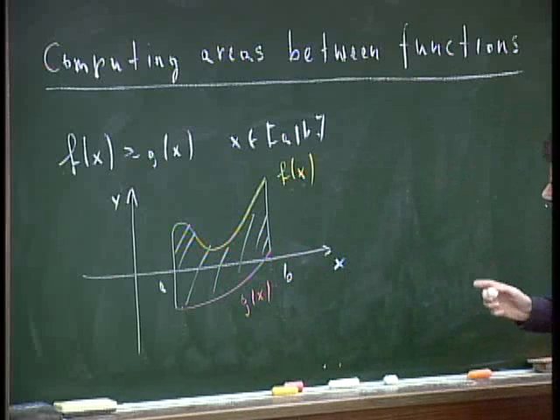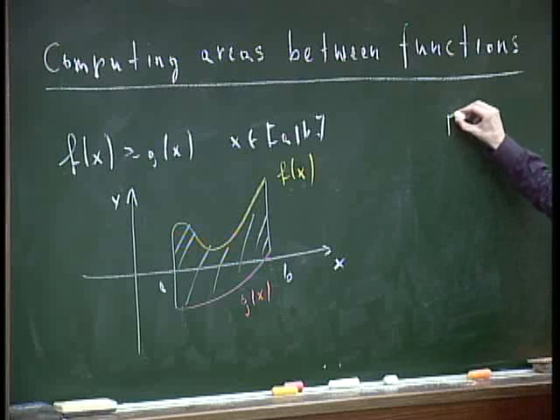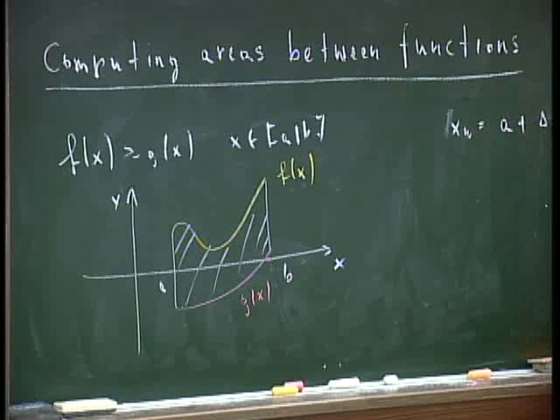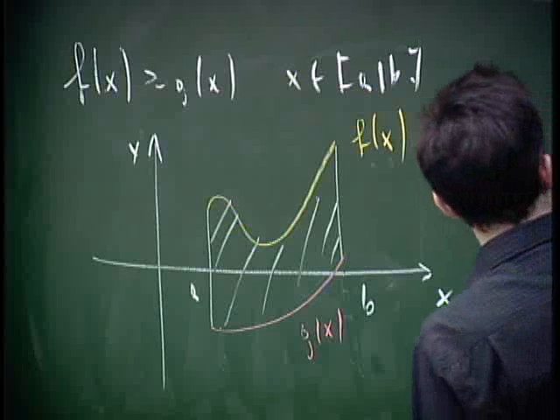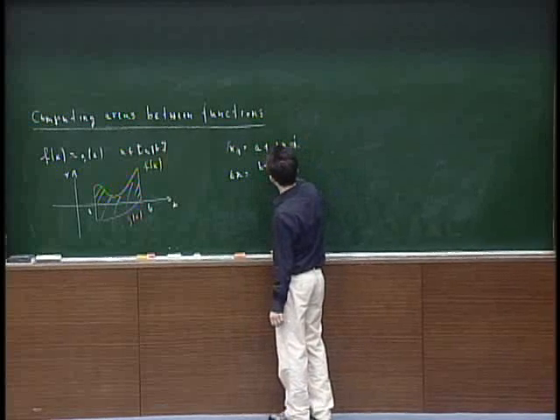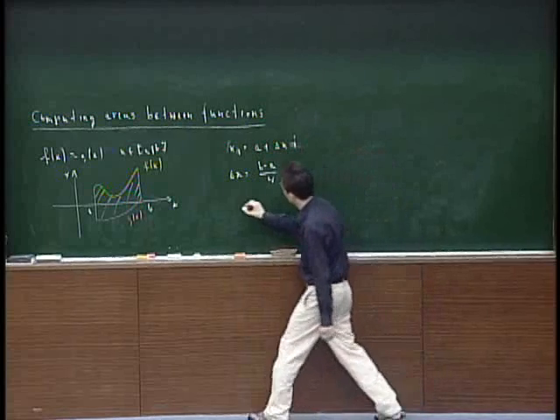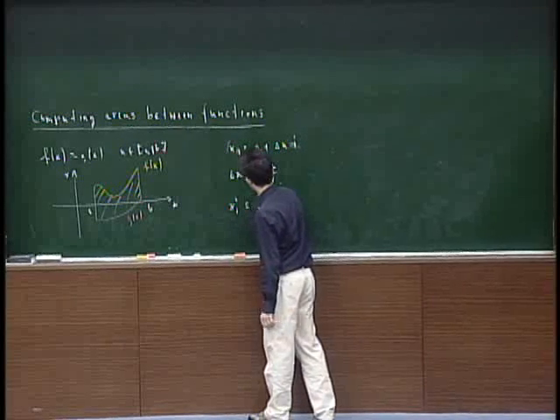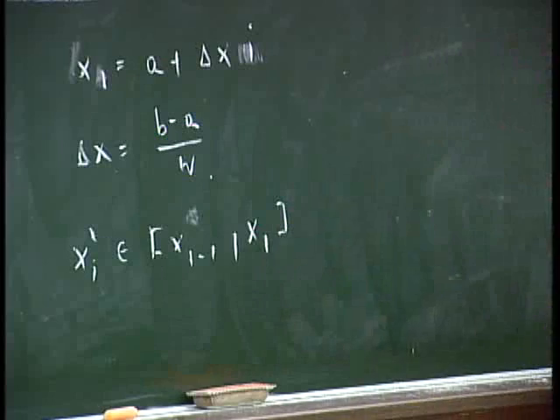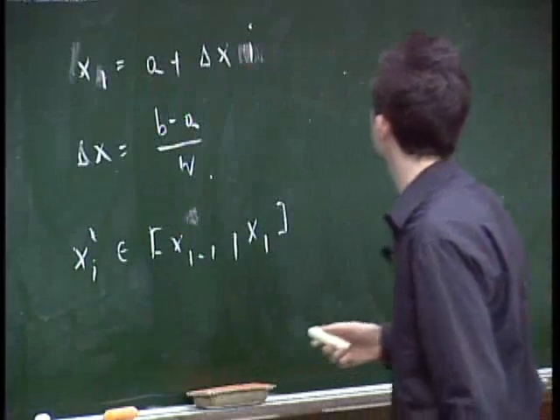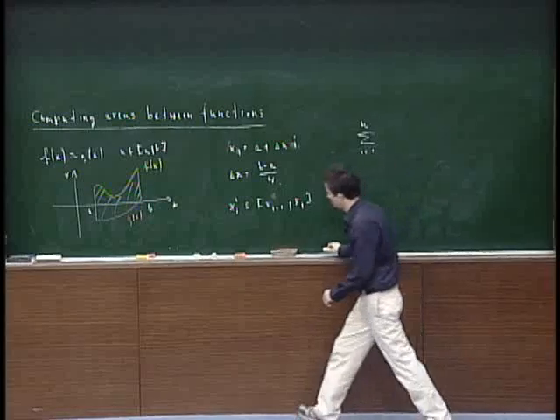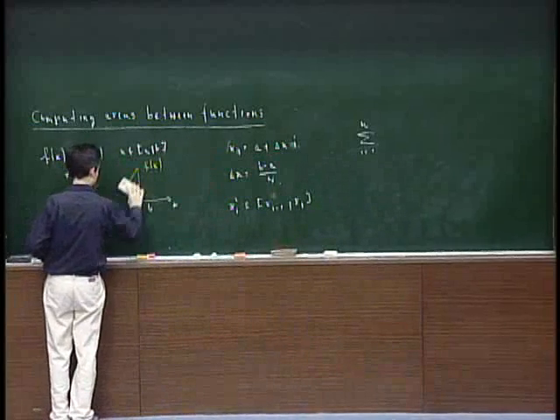So if we do this formally, we divide [a, b] into subintervals. Let's say x_i is a plus delta x times i, and delta x is equal to (b minus a) over n. We will choose sample points, so x_i star is a sample point in the i-th subinterval. And then we will look at the Riemann sums, so we will look at the sum from i equals 1 to n. Now, maybe I should show you the picture here.